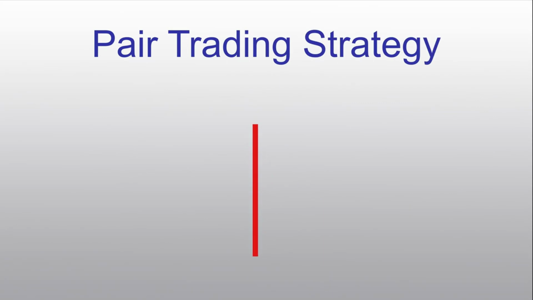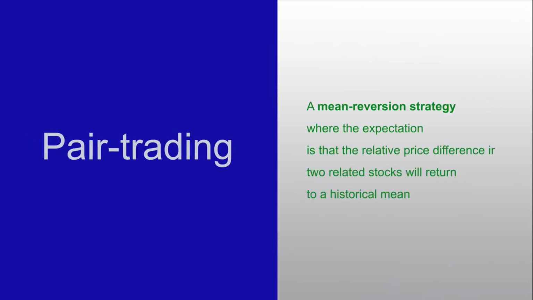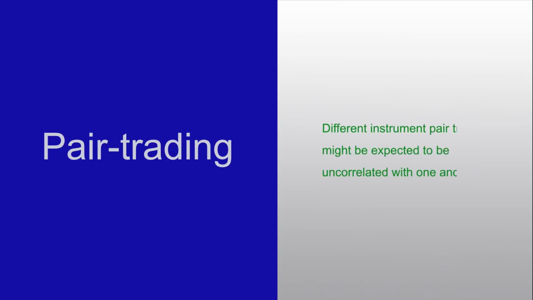Pair trading is a popular strategy in algorithmic trading where an instrument is bought and the related instrument is sold short. For a general discussion of pair trading, there are many resources available on the internet. Often pair trading stocks is a mean reversion strategy, where the expectation is that the relative price difference in two related stocks will return to a historical mean. A possible advantage, in theory, of pair trading is that it should be a market-neutral strategy if both instruments have the same correlation or beta to the general market. Additionally, different instrument pair trades might be expected to be uncorrelated with one another.